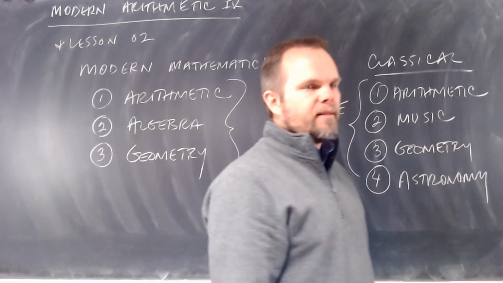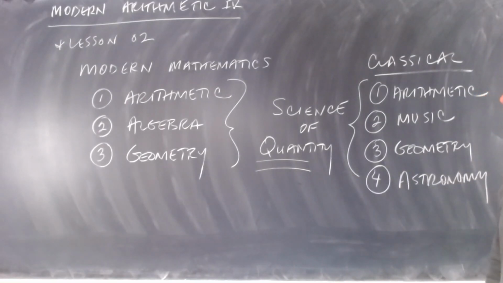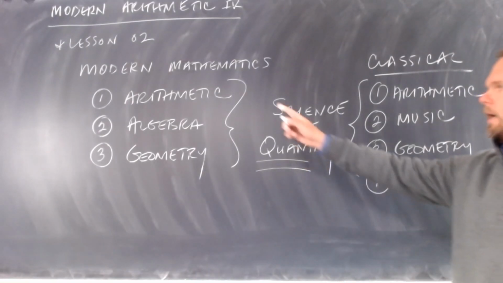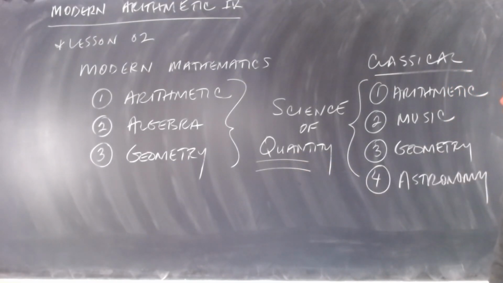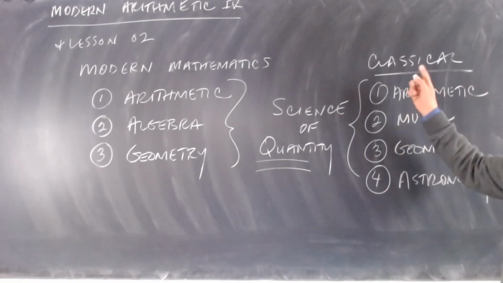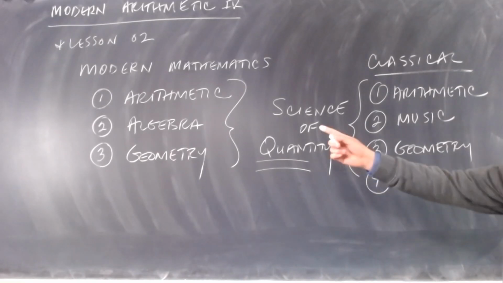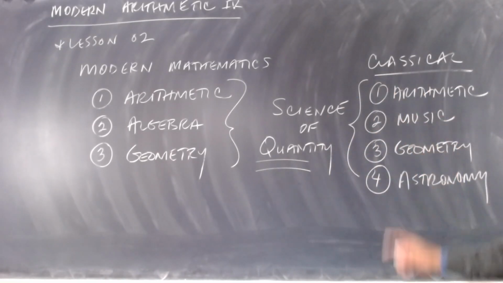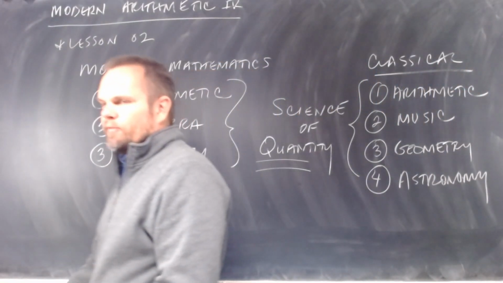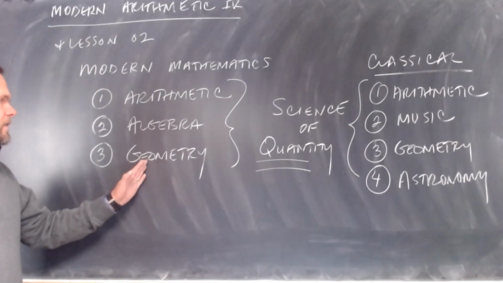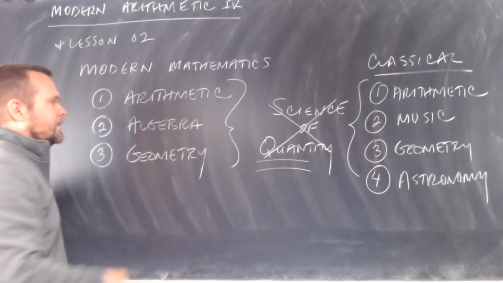It's not just different methods. It's not just different ways of doing things. There's a fundamental philosophical difference between modern mathematics and what they call the science of quantity, and classical mathematics and what the ancient philosophers and wise men called the science of quantity. Modern schools do not teach what the wise men called the science of quantity. This is an important difference. So when we study these 3 subjects, we're not saying that this is the science of quantity.